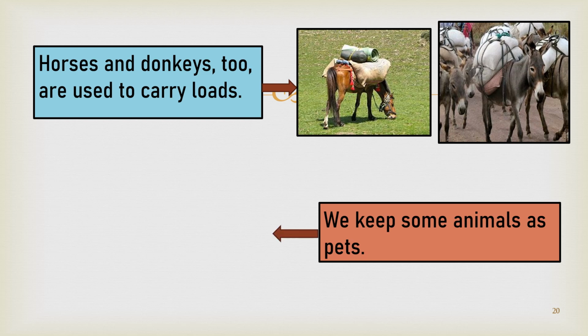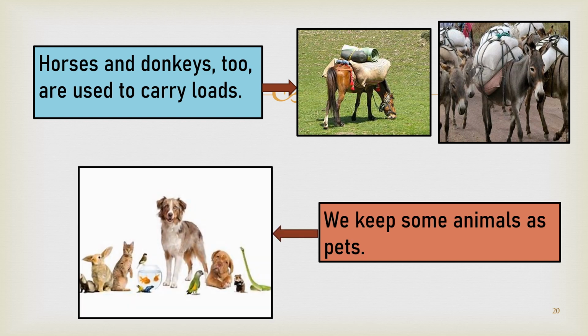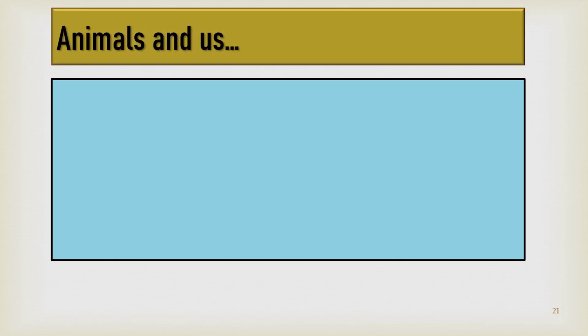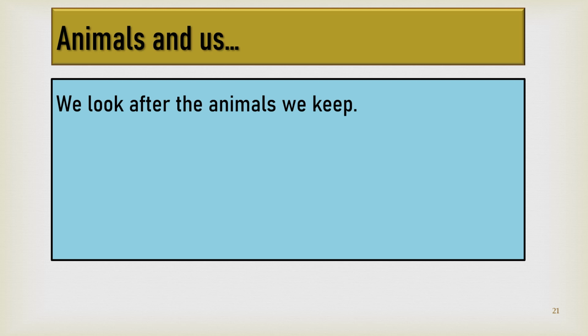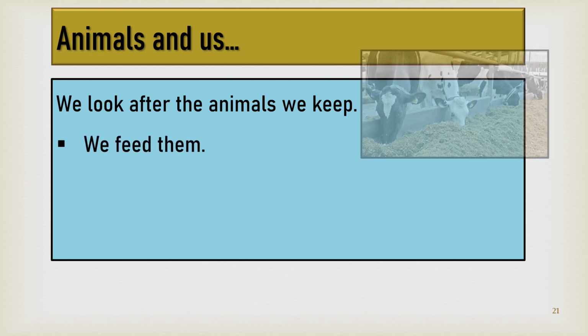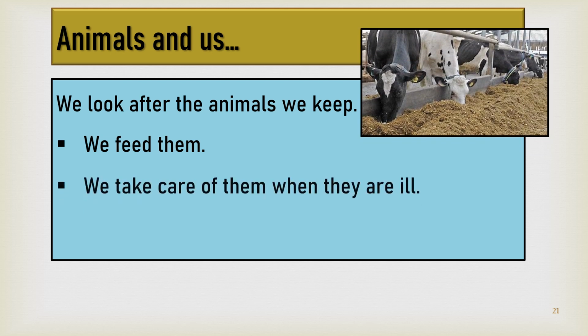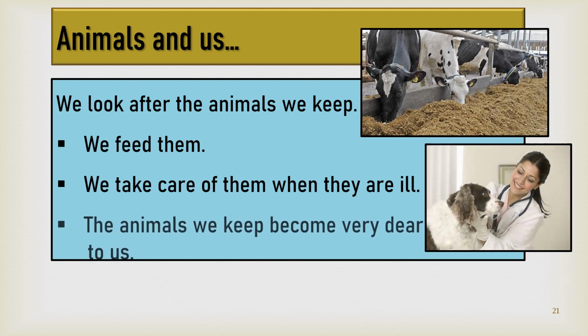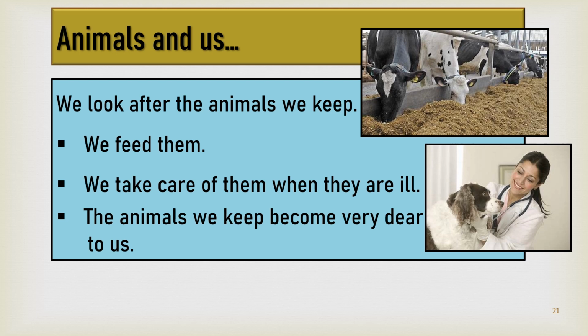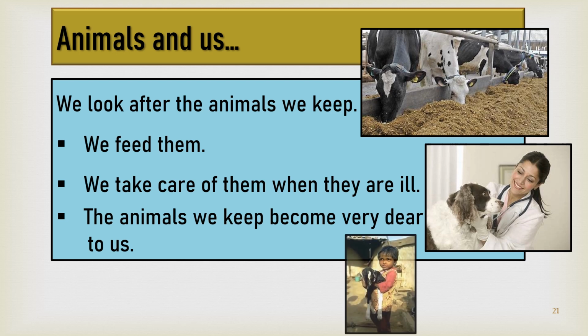We keep some animals as pets. Children, we keep some animals as they are useful to us. We call them domestic animals. So, we look after the animals we keep. We feed them. We take care of them when they are ill. The animals we keep become very dear to us.